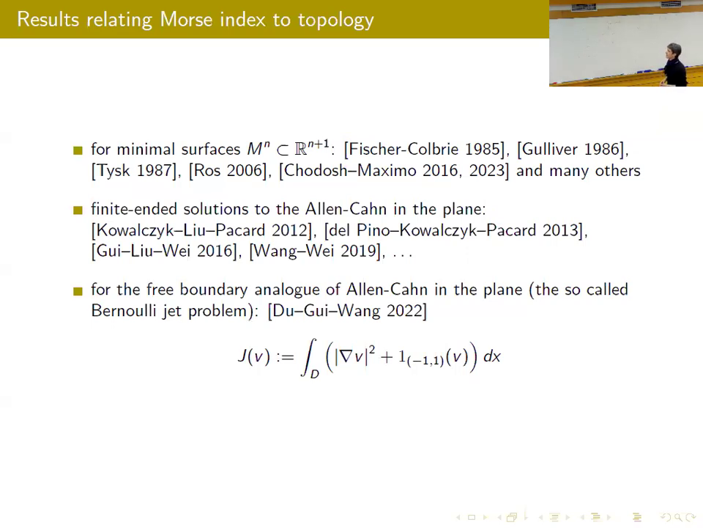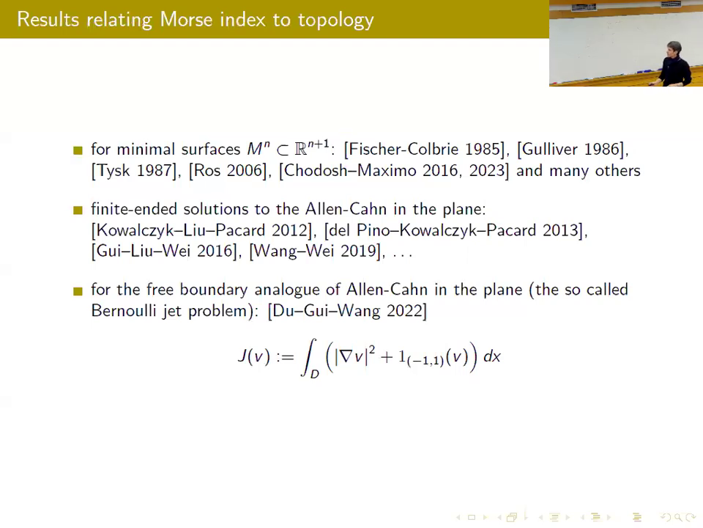In the world of PDEs, there were very interesting works by Kowalczyk, Liu, Pacard, and del Pino, and Kowalczyk, Pacard, and Liu and Wei, and Gui, in the past decades, in the context of studying finite-ended solutions of the Allen-Cahn equation in R2, in the plane, and in particular characterizing the 4-ended solutions as the unique ones of Morse index 1.